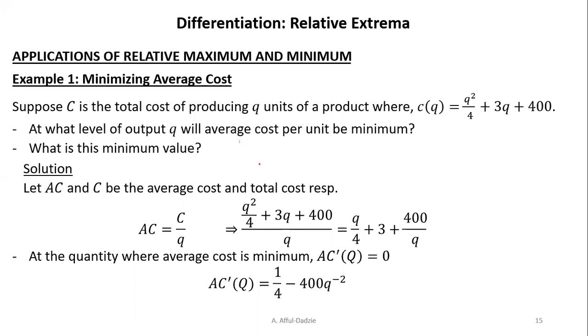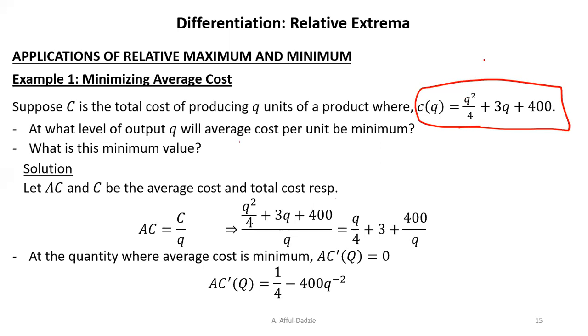Okay. All right, so suppose that the total cost function, or the total cost of producing Q units of a product, where C is this. Okay, so we have this function. This is the total cost function. Now, at what level of output Q will average cost per unit be minimum? And what is the minimum value?